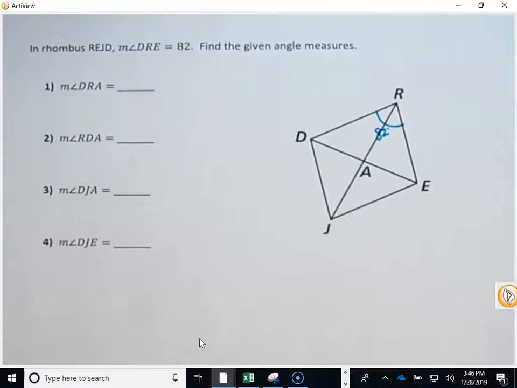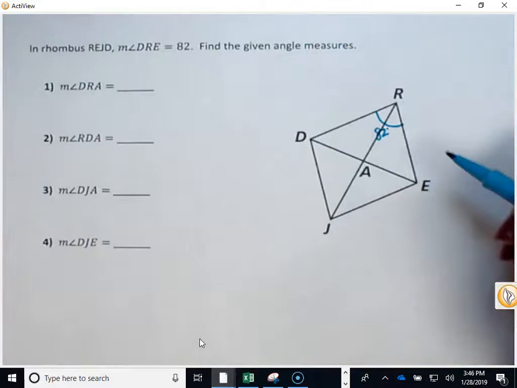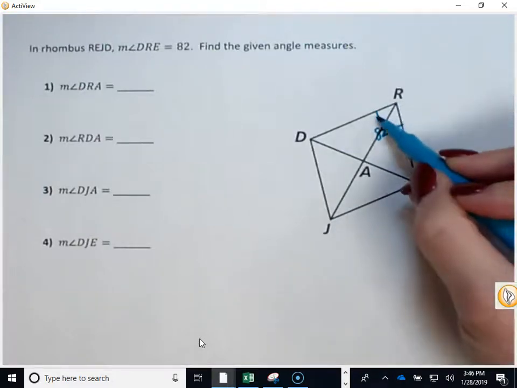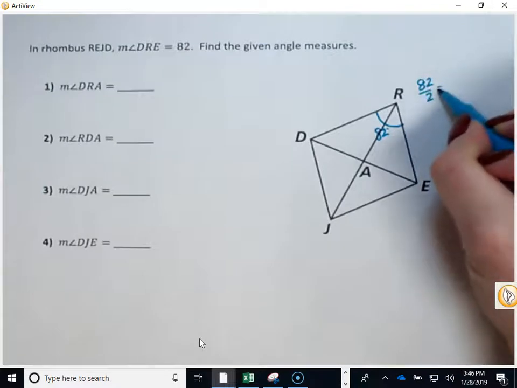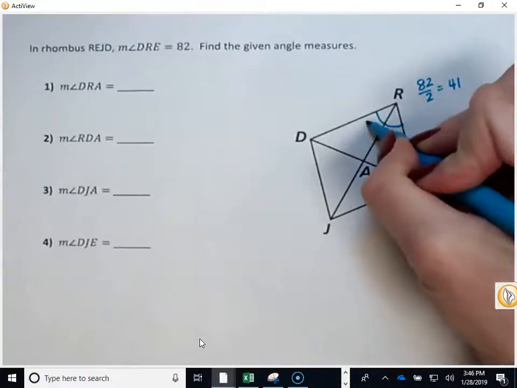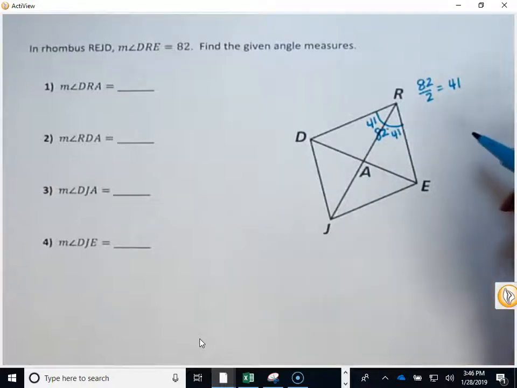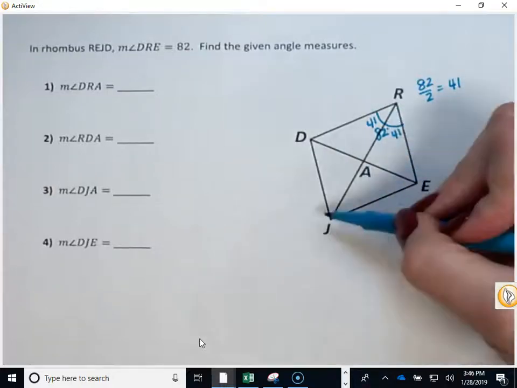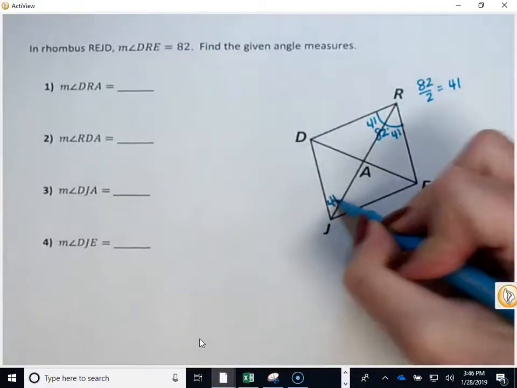All right, so if we know that's 82, and this diagonal bisects that big angle R, these two little angles would be 82 divided by 2. So that gives me 41. So that means this is 41, and this is 41. We also know that the opposite side of the rhombus would have the same measure of angles. So that means this one's 41, and this one's 41.